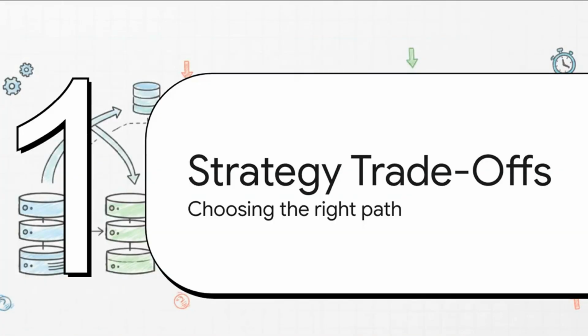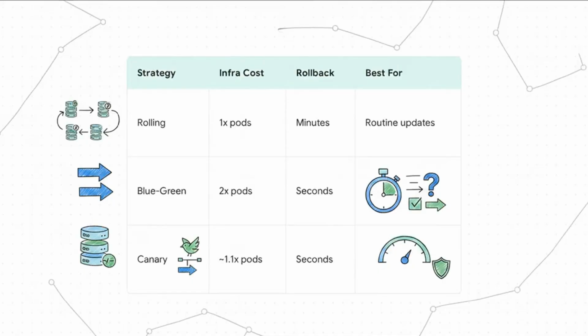Section 3, deployment strategy trade-offs. Listen closely here, team, because senior engineers care deeply about trade-offs. It's all about balancing your infrastructure costs against your failure recovery speed. Junior engineers usually just want to push code, right? But senior engineers design for the exact moment that code fails.